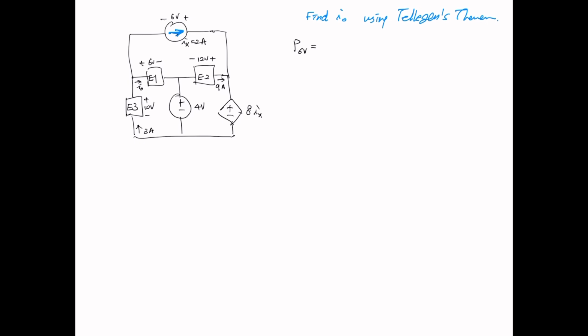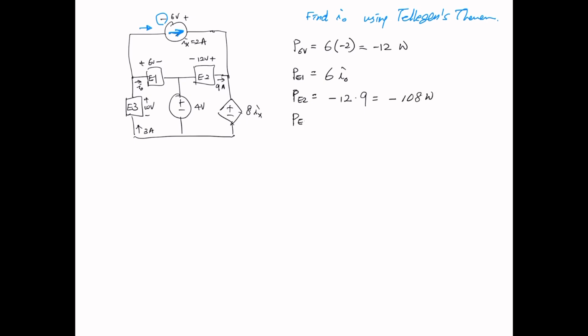Therefore, this current is getting into the negative terminal, right? The current is going in that direction. Therefore, P equals 6 times negative 2, which is negative 12 watts. For the power of E1, we have I sub 0 getting into 6 volts, so we write 6 I sub 0. Power of element 2 is negative 12 times 9. Therefore, it's going to be negative 108 watts.